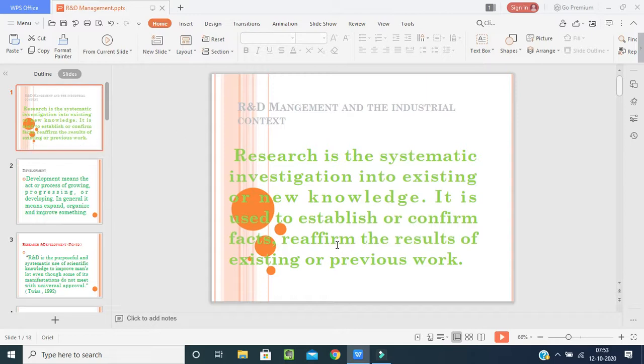What is research? According to the experts, research is a systematic investigation into existing or new knowledge. It is used to establish or confirm facts, and reaffirm the results of existing or previous work. In common parlance, the words are clear so that you can understand. Research is nothing but an investigation of new knowledge which is going to be acceptable by the firm for the confirmation of the facts and the results for the output of the company.